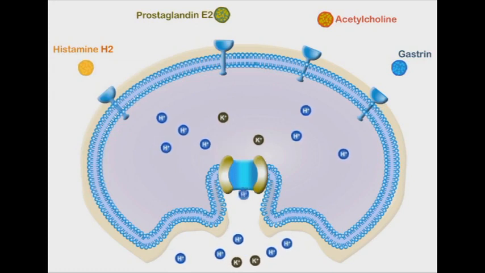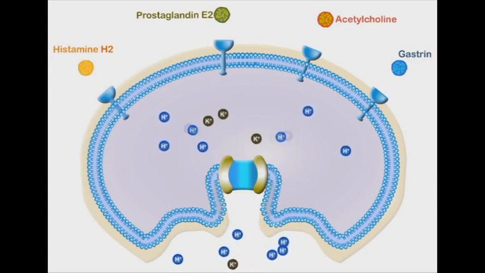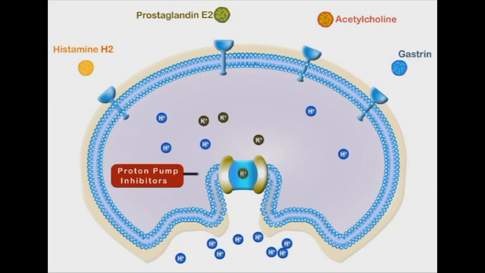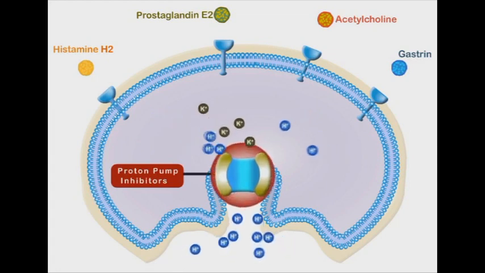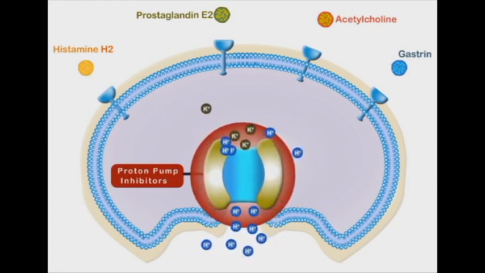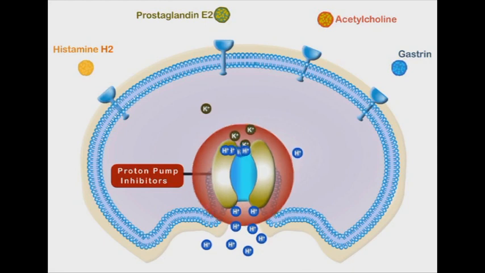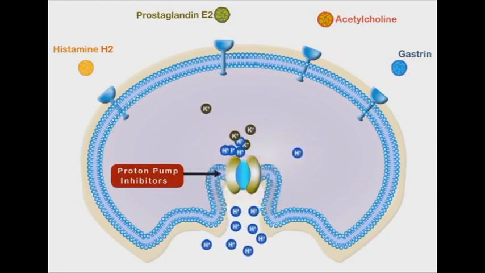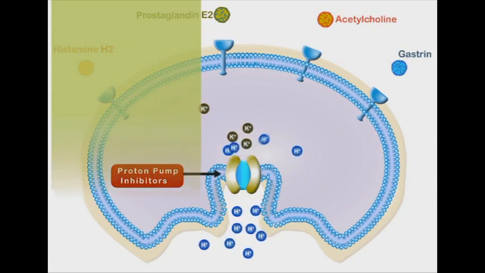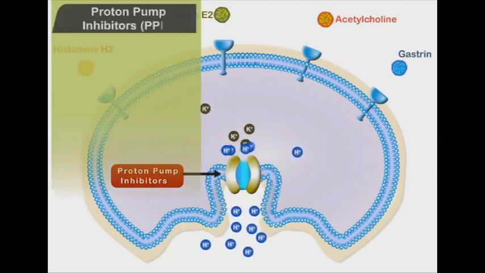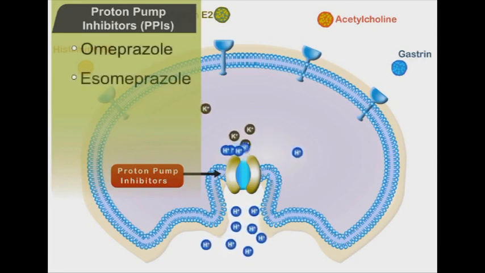Logically, direct closure of proton pumps will significantly decrease the gastric acid secretion. In fact, the proton pump inhibitors group is the most effective suppressor of gastric acid secretion. Proton pump inhibitors include omeprazole and esomeprazole.